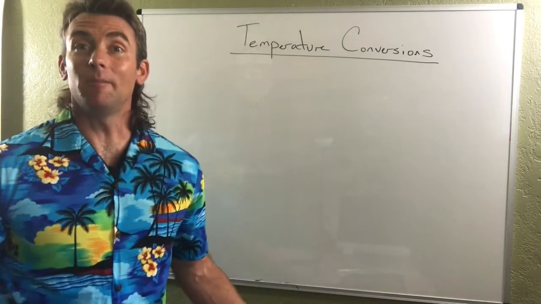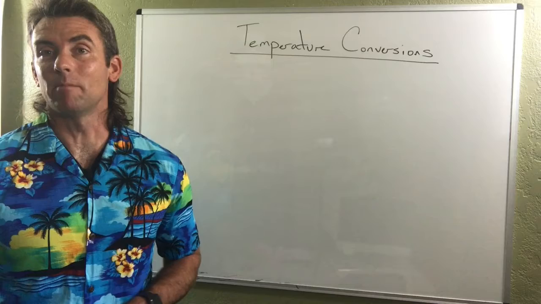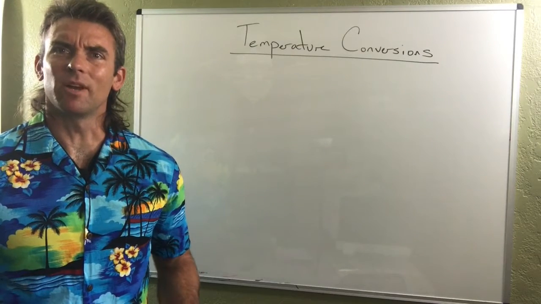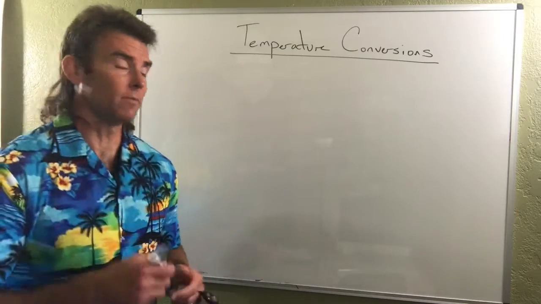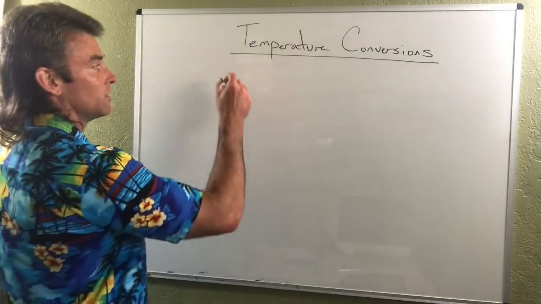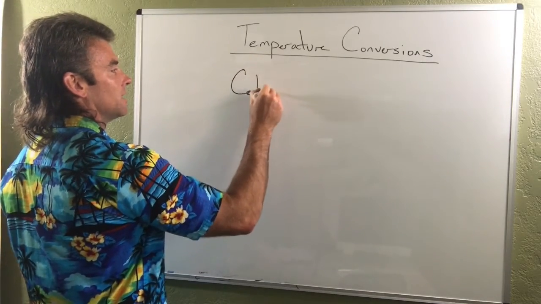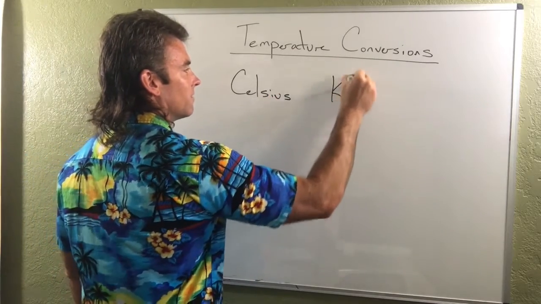One other really common thing that we're going to have to do in a chemistry class is to convert between temperatures. And there's no real good dimensional analysis way to do this. It's just straight up algebra quite often. So first of all, let's just talk about the two metric units that we're going to be using, which is Celsius and Kelvin.